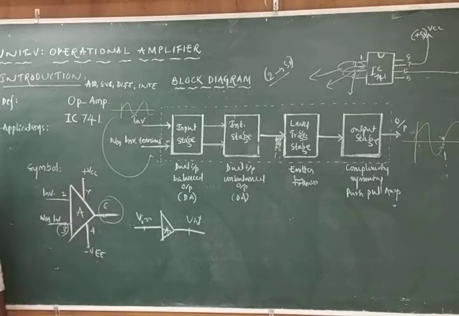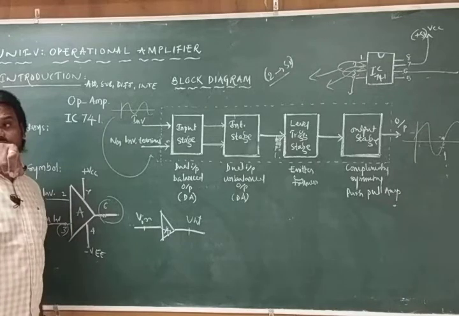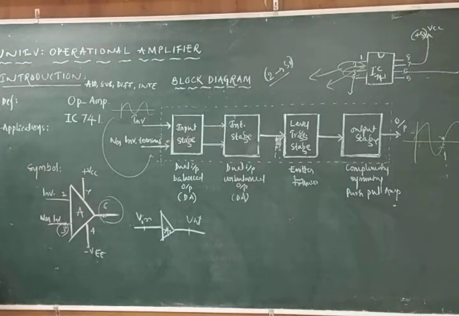VCC means it is a power supply. Positive power supply is called VCC. Negative power supply we can call VEE. C means collector. The voltage we give to the collector terminal is called VCC. The negative voltage we give to the emitter is called VEE.